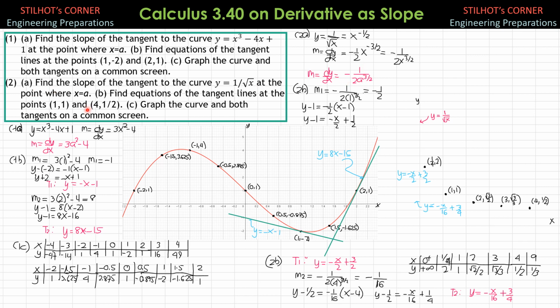Then for 2b, we substitute a is 1. So negative 1 over 2 times 1 to the 3/2 is negative 1/2. Then apply point slope form, y minus 1 equals negative 1/2 times quantity x minus 1. So y minus 1 equals negative x over 2 plus 1/2. Simplifying, the tangent would be y equals negative x over 2 plus 3/2.